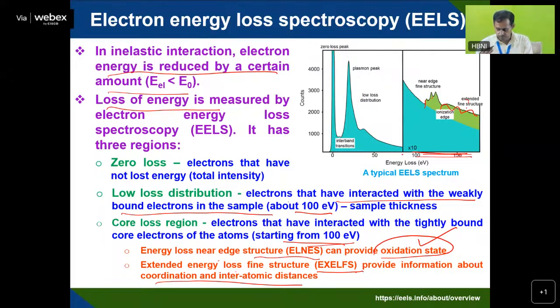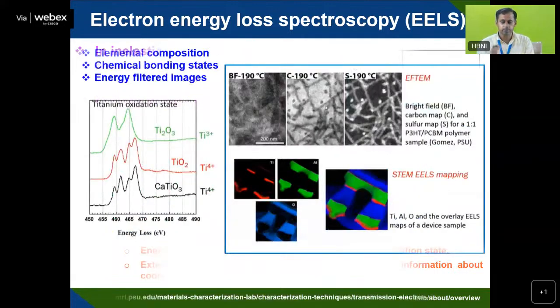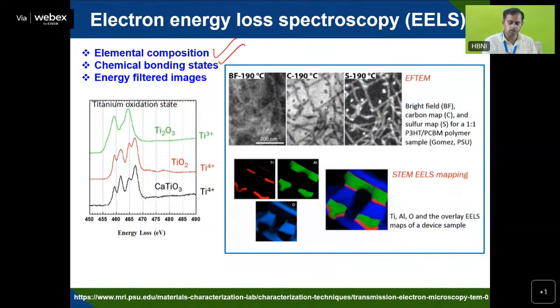This coordination number can be determined by TEM analysis simply by using EELS spectra, and that can also be used for elemental composition analysis and chemical bonding structure. If you use an energy filter, you can get this type of image. You can see the bright field image here, and then the EFTM mapping. You can see how the contrast is varying in this case. So from the EELS spectra, you can create an image.